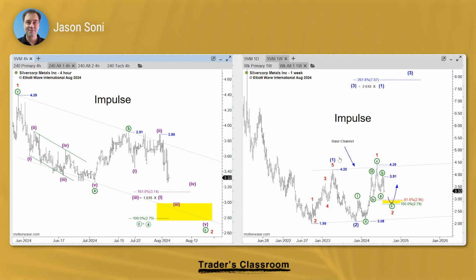So again, regardless of your overall bias, it is worthwhile to keep an eye on the opposite side of the trend, particularly when you've got three-wave movements that could be interpreted as either a zigzag or a series of ones and twos. So I hope that helps.